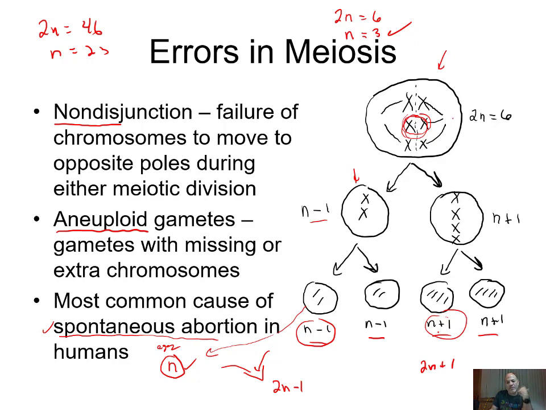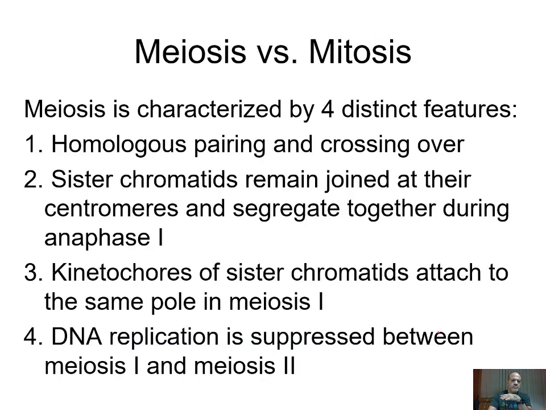The embryo or fetus is viable and they survive, sometimes with severe problems, sometimes with not so severe problems. You may have heard of a common instance of Down syndrome, which would be a case of an N+1, but it does depend on the chromosome. So looking at meiosis versus mitosis, overall, if you were to compare them, meiosis is going to be characterized by 4 differences, 4 big things that are different.